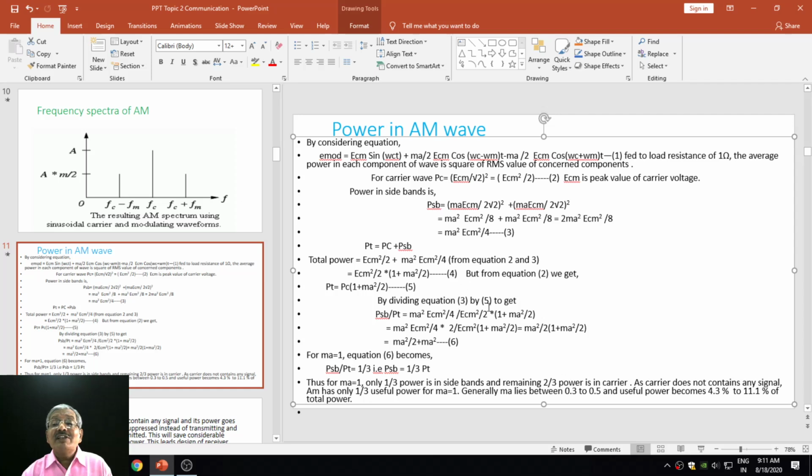Now divide equation 3 by equation 5. Equation 3 represents the power in sideband. Equation 5 represents the total power. So sideband power is being divided by the total power so as to get PSB upon PT, and that is given as MA square ECM square upon 4 to be divided by ECM square upon 2 into 1 plus MA square upon 2. Friends, ECM square cancels. 2 and 4 are going to cancel with each other.